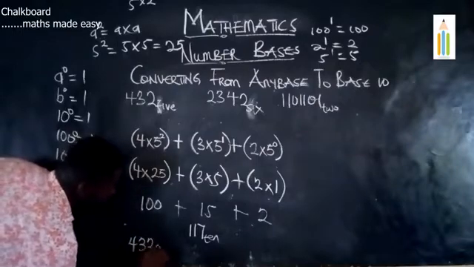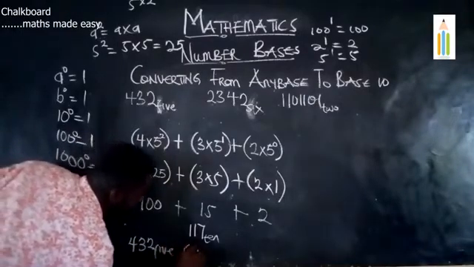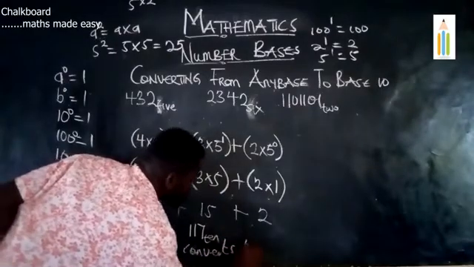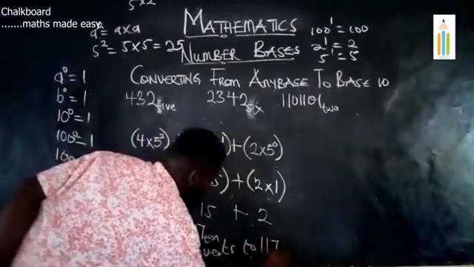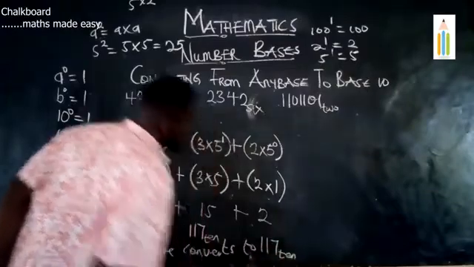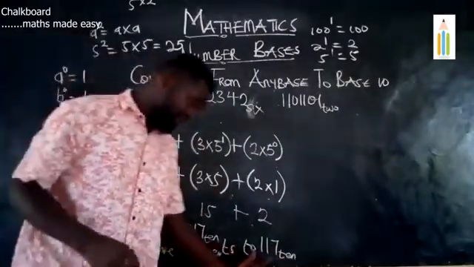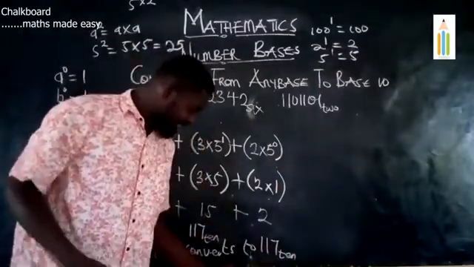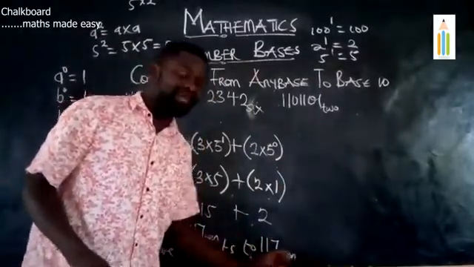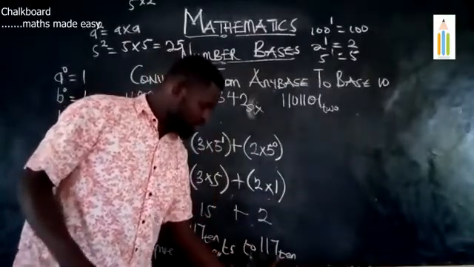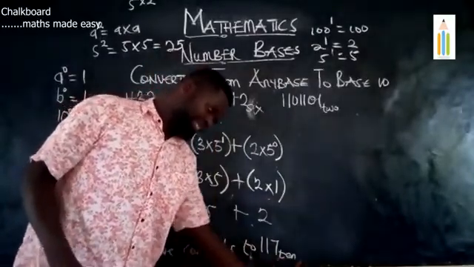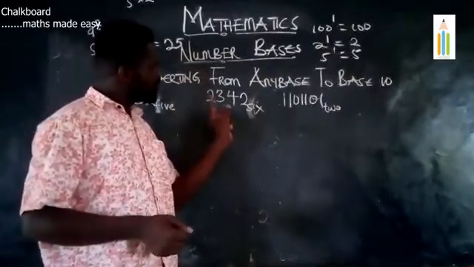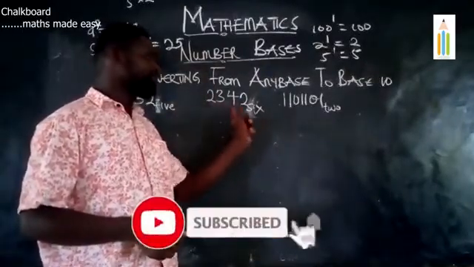It's going to be 432 base 5 converts to 117 base 10. Or you can simply say convert to 117 without bringing the base 10, because already we know that we are converting to base 10. And base 10 is the only base that we can choose to bring the 10 or not. Only base 10.